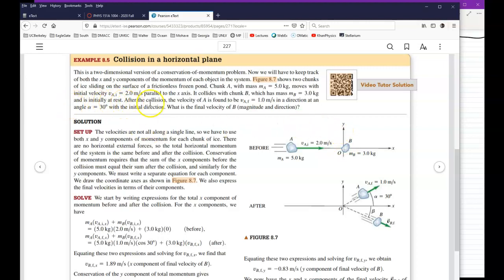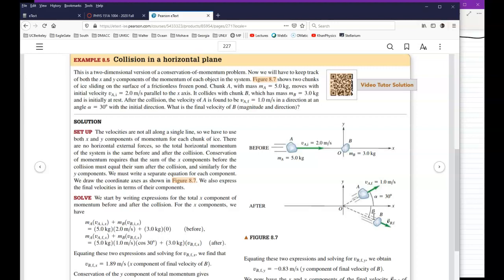After collision, the velocity of A is found to be 1 meter per second, in a direction at an angle alpha of 30 degrees. Got it? So then he's asking a question: what is the final velocity of chunk B, and the direction, the angle beta? All right, how do we do this problem?